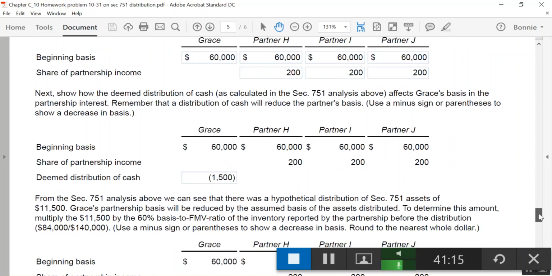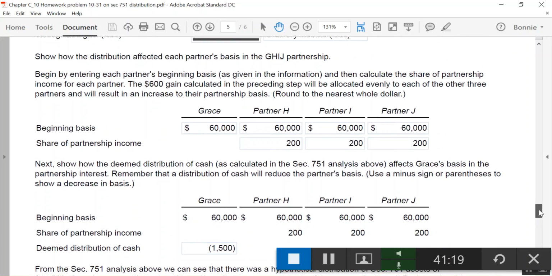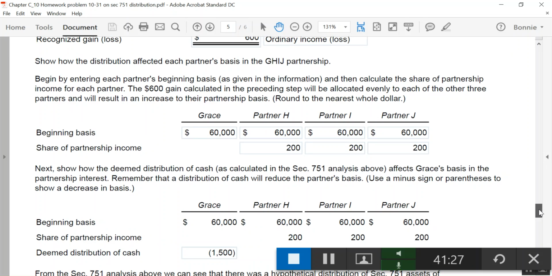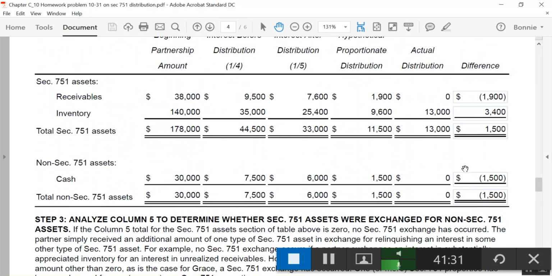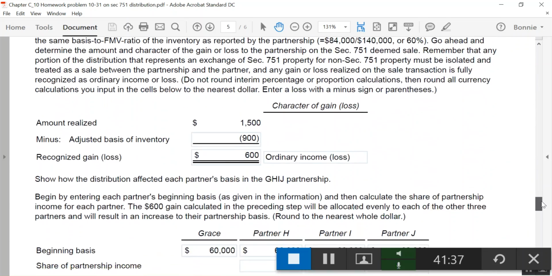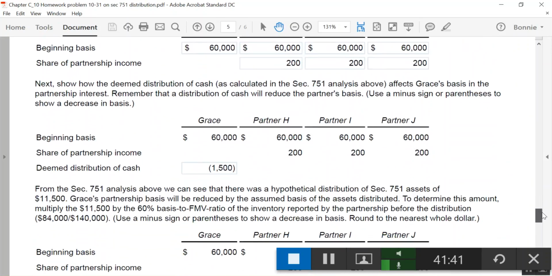So each of them will have an ending basis equal to the sum of 60 and 200. And then we have to show for Grace the effect on her basis of this distribution. First, she's deemed to have a distribution of cash. Up here, this is a deemed distribution of cash of 1,500. So that's a minus to her basis, a reduction to her basis.